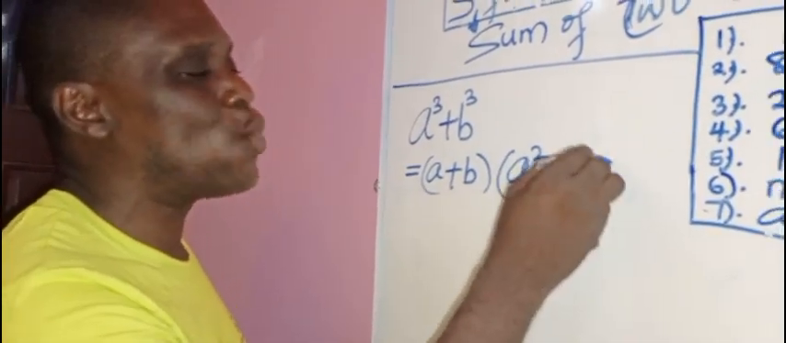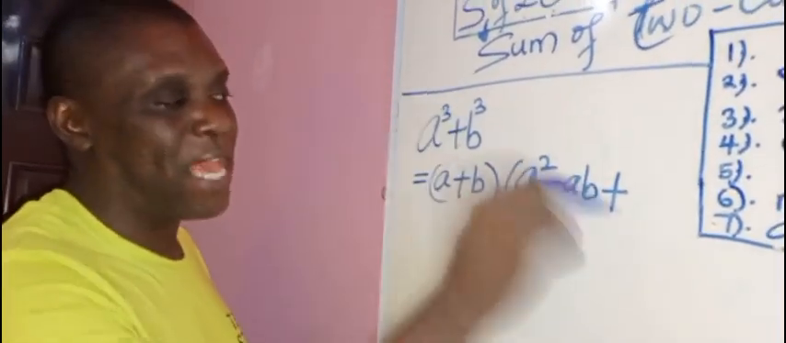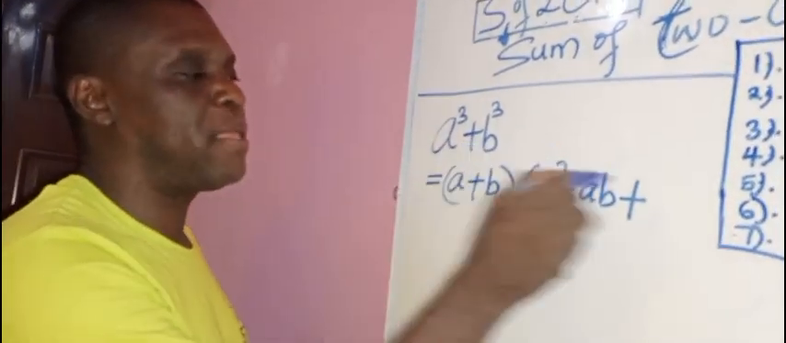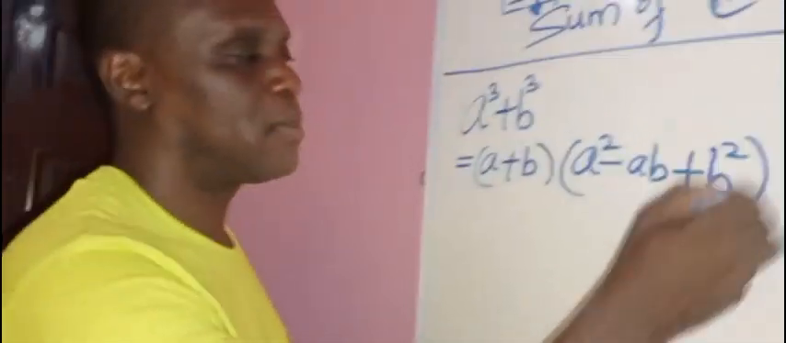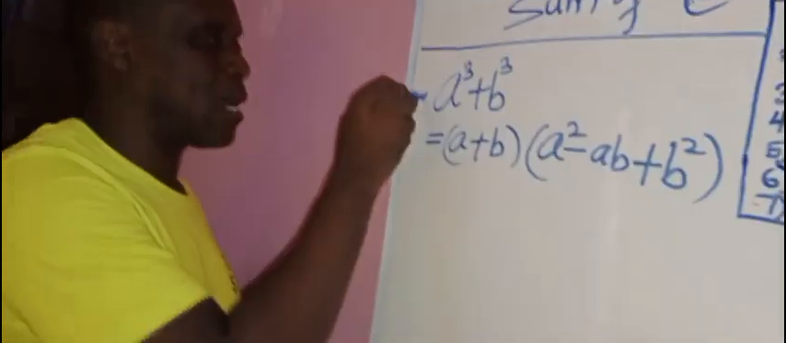It always ends with plus. Don't forget that. It always ends with plus. So you pick one b and you square it. Do you see that? Okay, now let's look at another one.